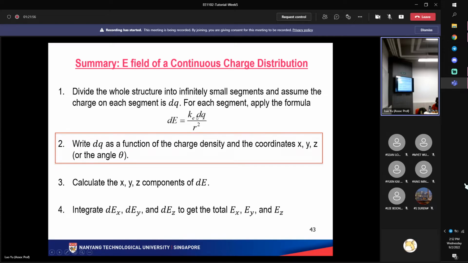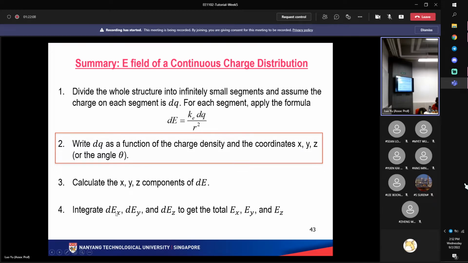Once you find an expression for dq, write dq as a function of the coordinate. And then you decompose dE into its X, Y, and Z components. And then you can get dEx, dEy, and dEz, according to the direction of dE. And then finally, you integrate dEx, dEy, and dEz to get the total Ex, Ey, and Ez separately. So these are the 4 steps.